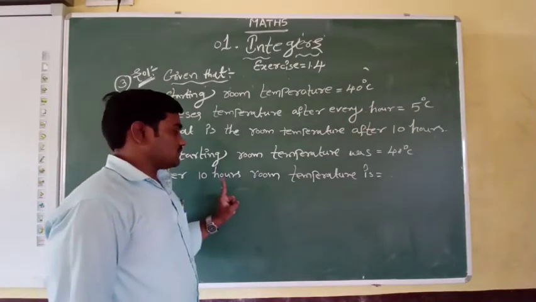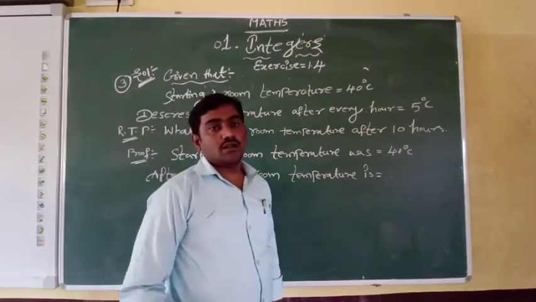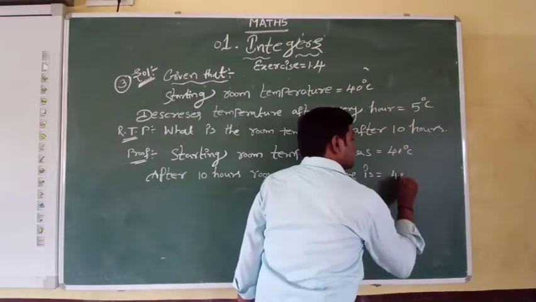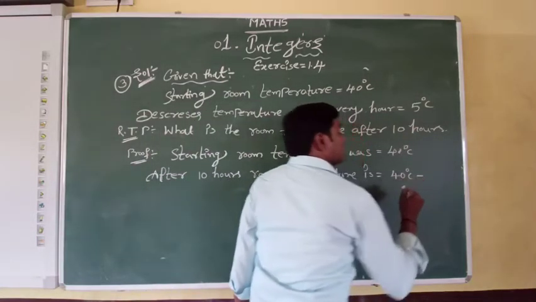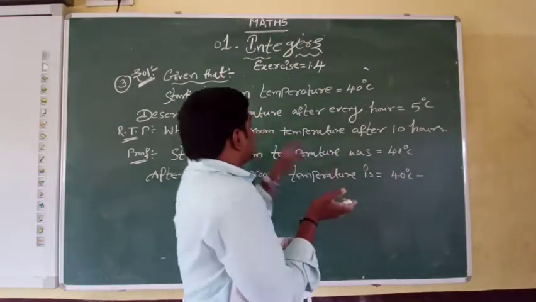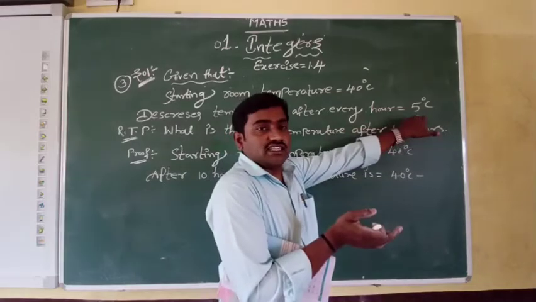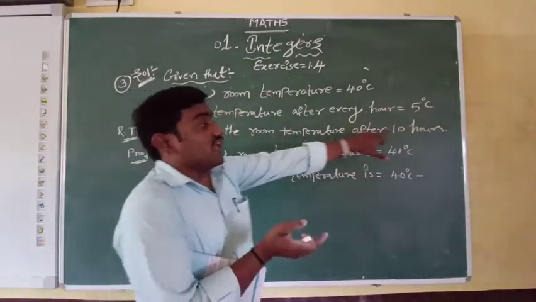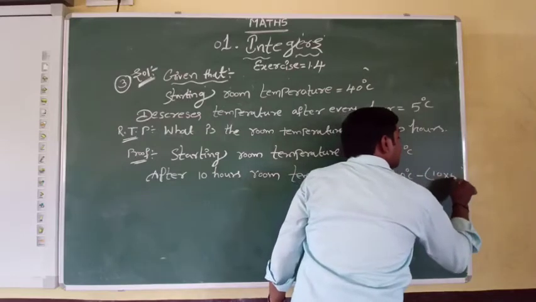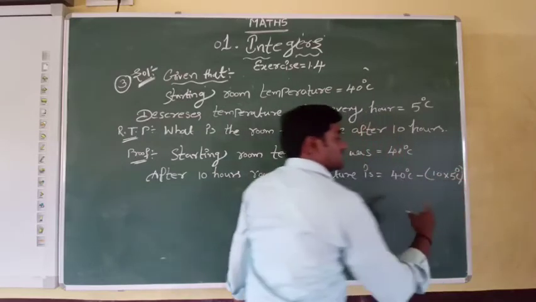After 10 hours, what is the room temperature? First it is 40 degrees centigrade. After 10 hours, how many degrees centigrade are decreased? For every hour, 5 degrees centigrade is decreased. How many hours are decreased? 10 hours are decreased. So here, 10 hours, and every hour 5 degrees centigrade is decreasing.